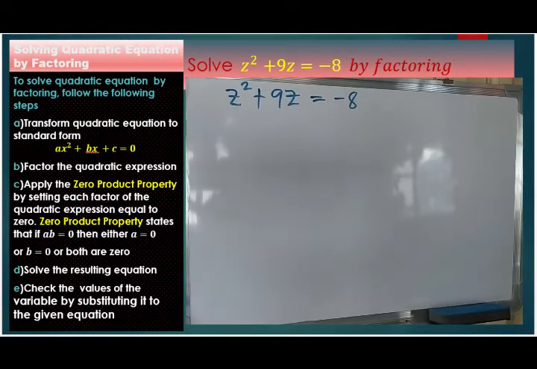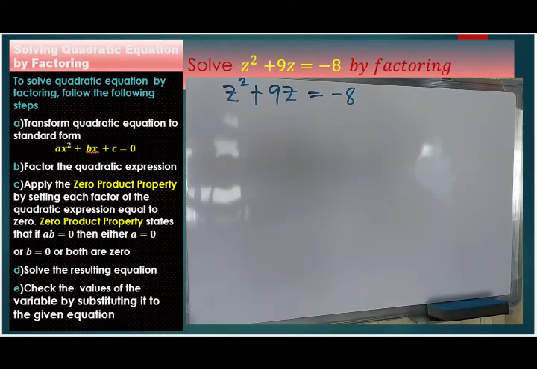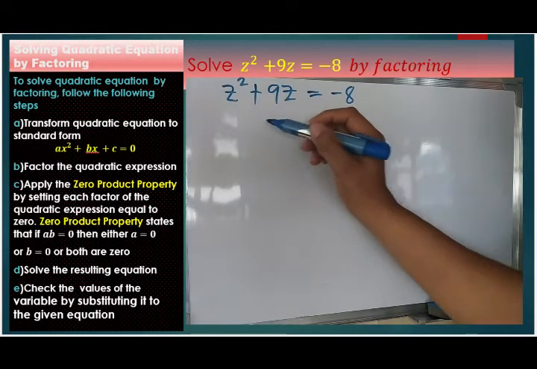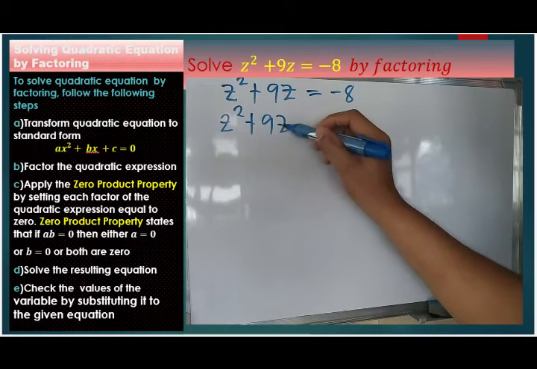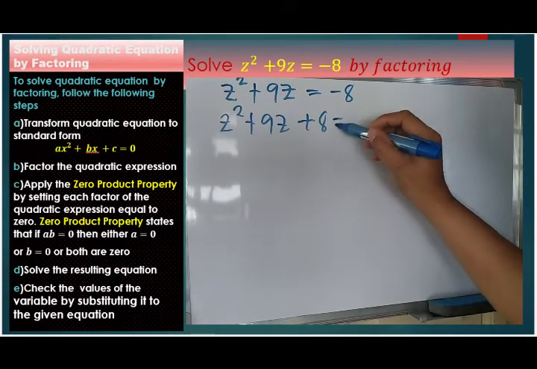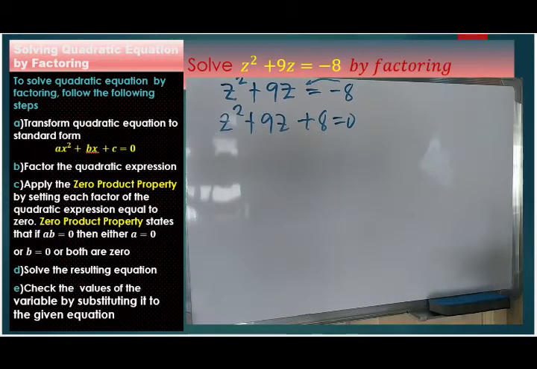Next, we have z squared plus 9z is equal to negative 8. Now, the equation is not written in standard form, so you have to write it in standard form: z squared plus 9z plus 8 is equal to 0. So, you now have the equation written in standard form.